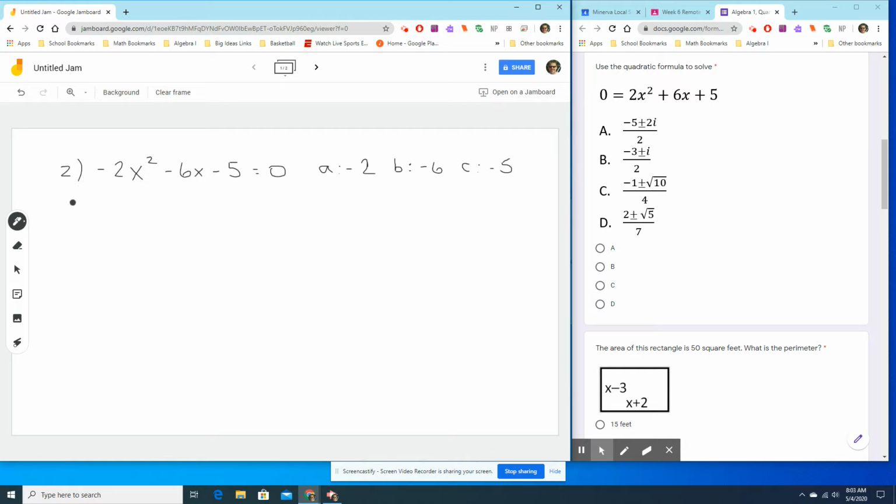All right. So let's go ahead and attack this thing. So x is equal to -b, so negative and -6, plus or minus the square root of b squared, so -6 squared, minus 4 times a times c, all divided by 2a, so -2.